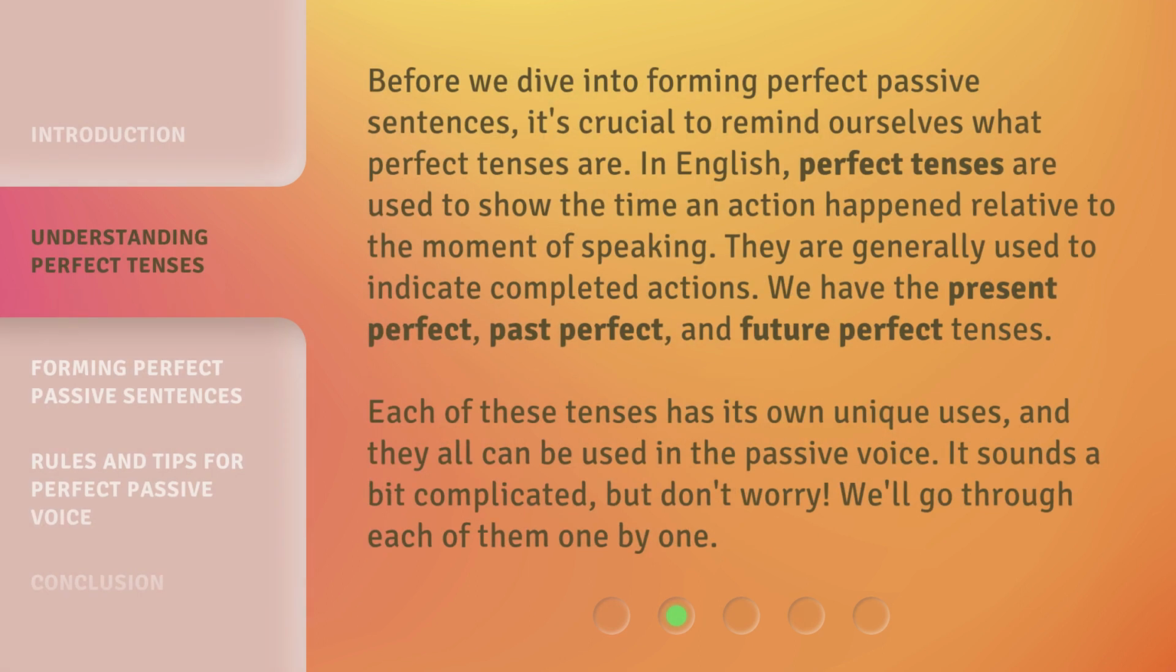Before we dive into forming perfect passive sentences, it's crucial to remind ourselves what perfect tenses are. In English, perfect tenses are used to show the time an action happened relative to the moment of speaking. They are generally used to indicate completed actions. We have the present perfect, past perfect, and future perfect tenses. Each of these tenses has its own unique uses, and they all can be used in the passive voice. It sounds a bit complicated, but don't worry. We'll go through each of them one by one.